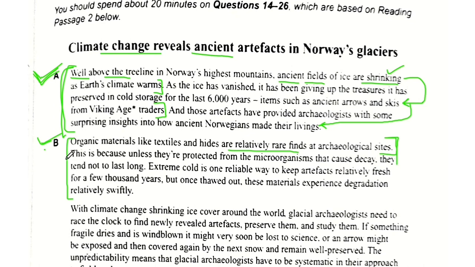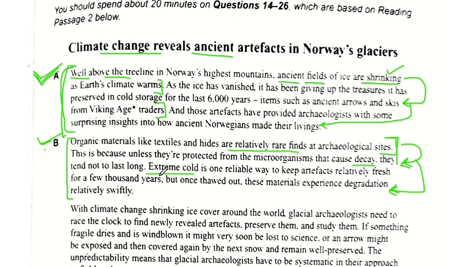Then comes the reason they are giving. This is because unless they are protected from the microorganisms that cause decay, they tend not to last long. Extreme cold is one reliable way to keep artifacts relatively fresh for a few thousand years. But once thawed out, these materials experience degradation relatively swiftly. Here, they have clearly given the reason that they are not protected from the microorganisms, and because of that they easily decay. And in the next sentence, they are clearly telling how the extreme cold can prevent the decay.